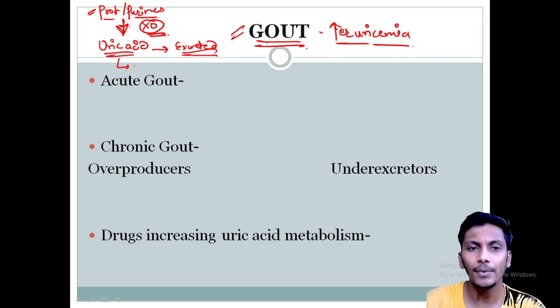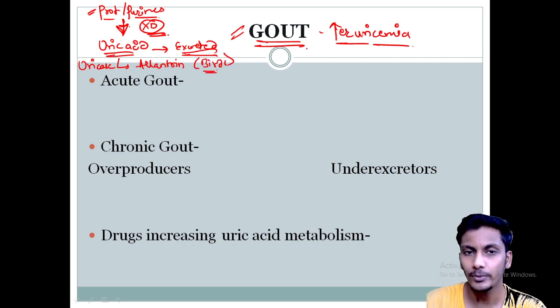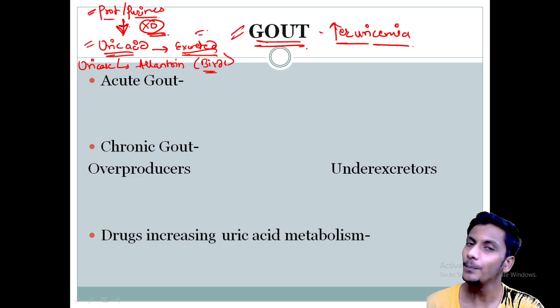But in birds, what happens? There is one more enzyme known as uricase, which can convert this uric acid into a water soluble form known as allantoin. But this is only seen in birds, not in humans. In humans, uric acid is formed and that is excreted out of the body. I hope things are clear till here.